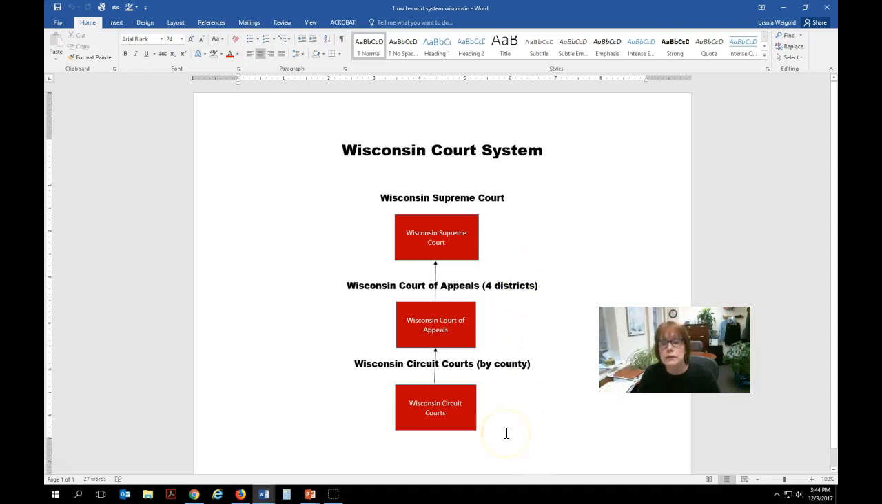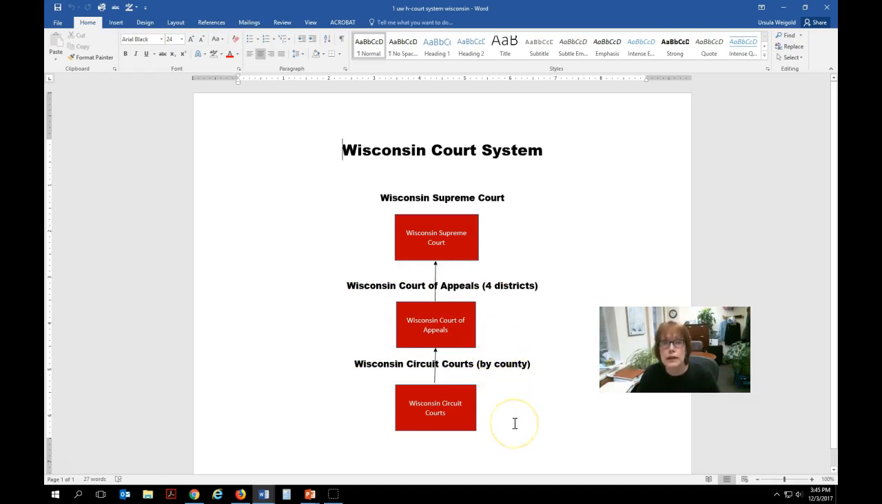So it's relatively clear that if a case is pending in the trial court level, the circuit court level, a lawyer preparing the case or predicting what the judge at the circuit court level will do will look first to the high court in the jurisdiction on questions of state law, the Wisconsin Supreme Court, and next the Wisconsin Court of Appeals is also going to be binding.